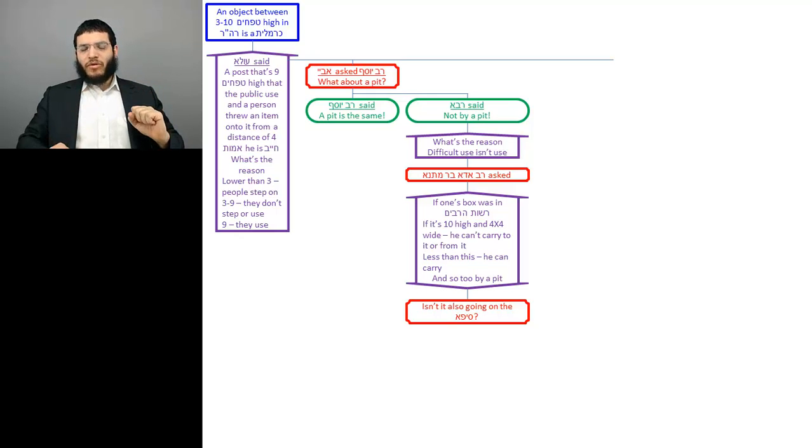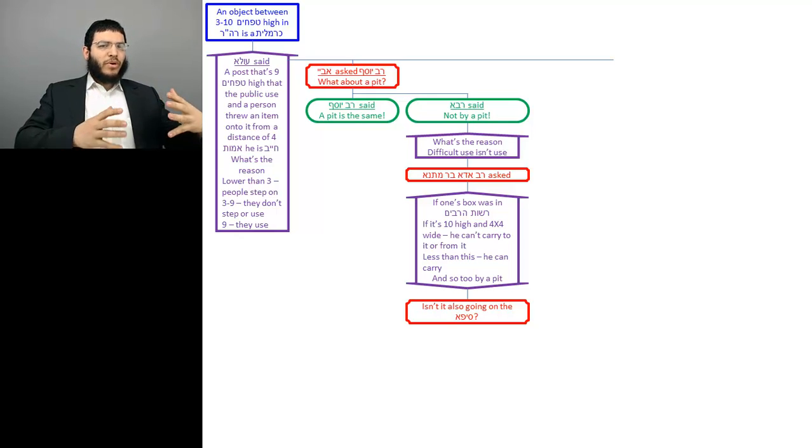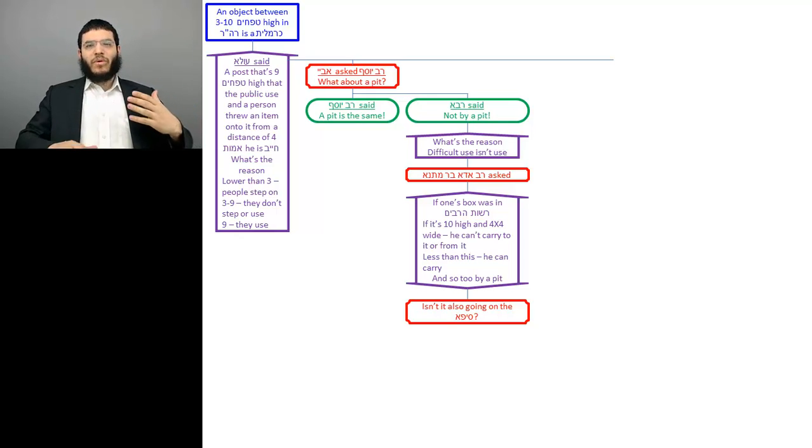So which pit is this referring to? It would seem that it must be referring to a pit that's 9 tefachim deep and 4 tefachim by 4 tefachim wide. That's the pit a person is allowed to carry to from the Rishus Harabim and from it to the Rishus Harabim. Now, from there we see that a pit that's 9 tefachim deep and 4 tefachim by 4 tefachim wide is a Rishus Harabim. That's why a person can carry to it from the Rishus Harabim and from it to the Rishus Harabim. So this is a question on Rava, who said that this pit is not considered part of the Rishus Harabim.